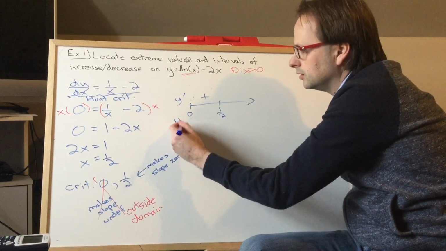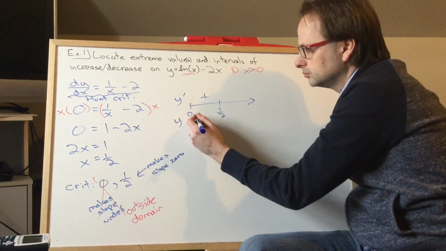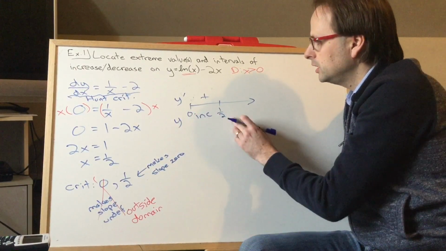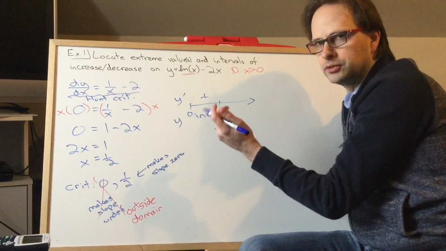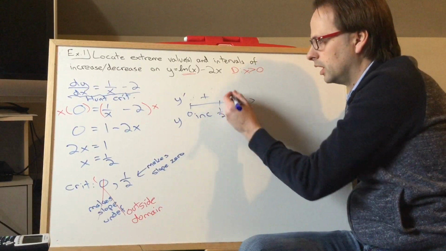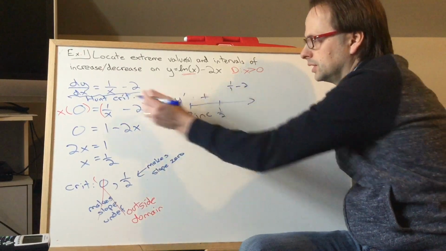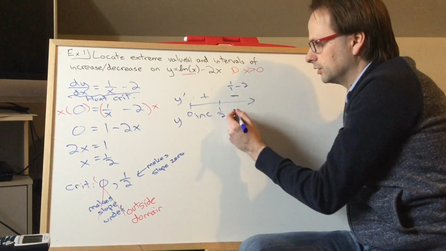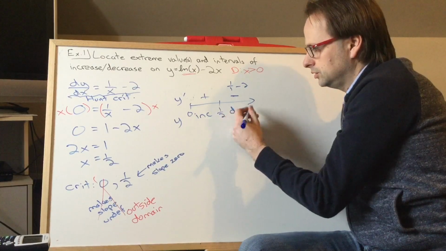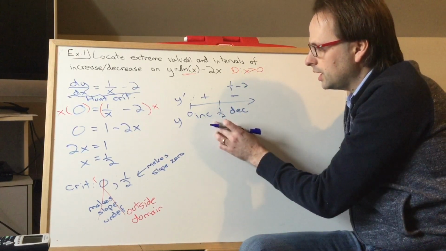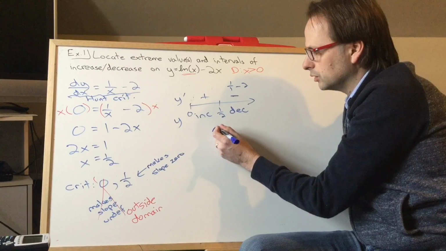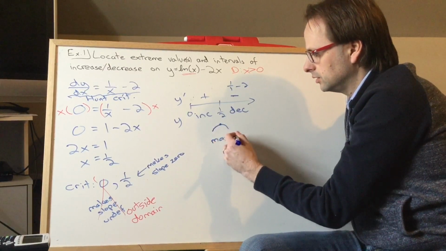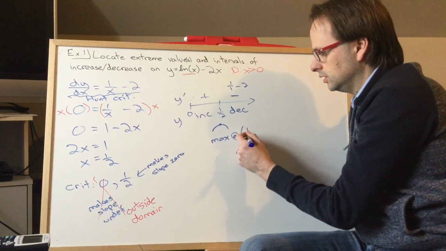Now that means that from 0 to a half, the original function is increasing. What if I put in a number bigger than a half? Well, let's just choose the easiest one. Put in 1 into this derivative. I'd have 1 minus 2. Oh, geez, that's definitely negative. So it's decreasing. So at a half, we change from increase to decrease, meaning there is a max at a half.